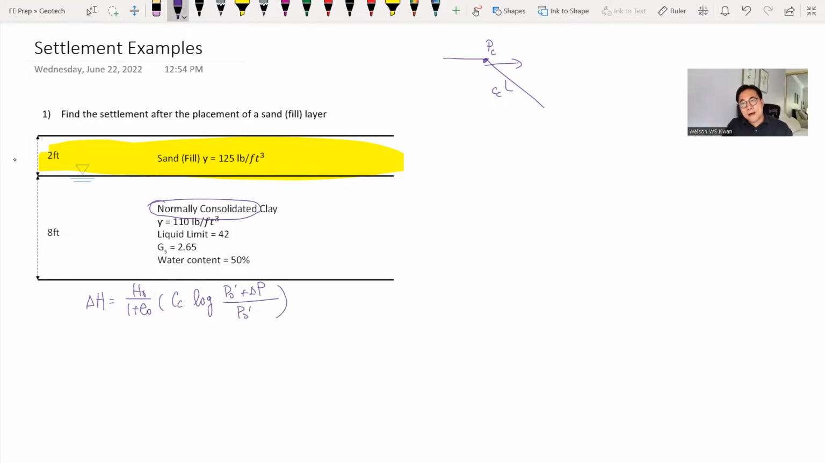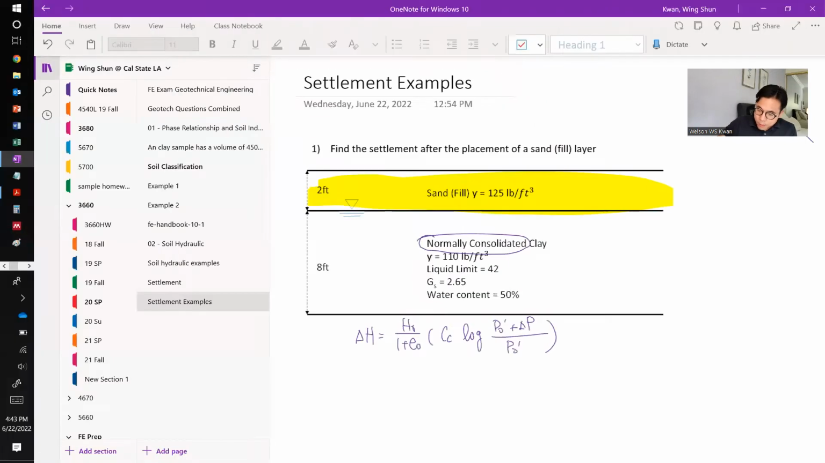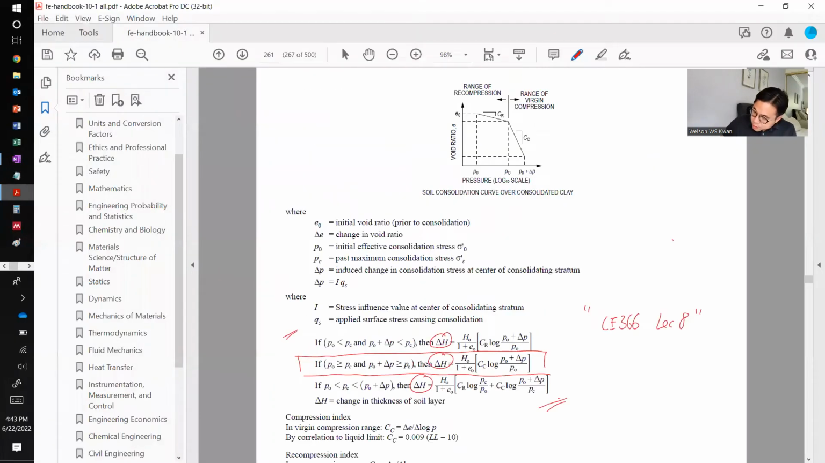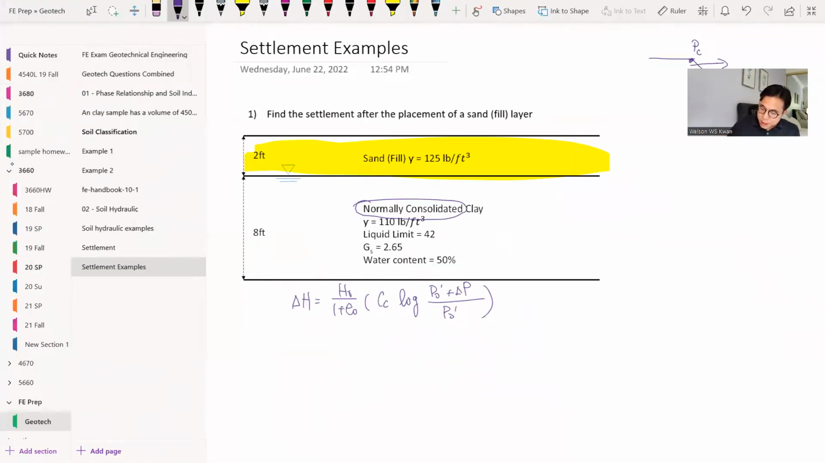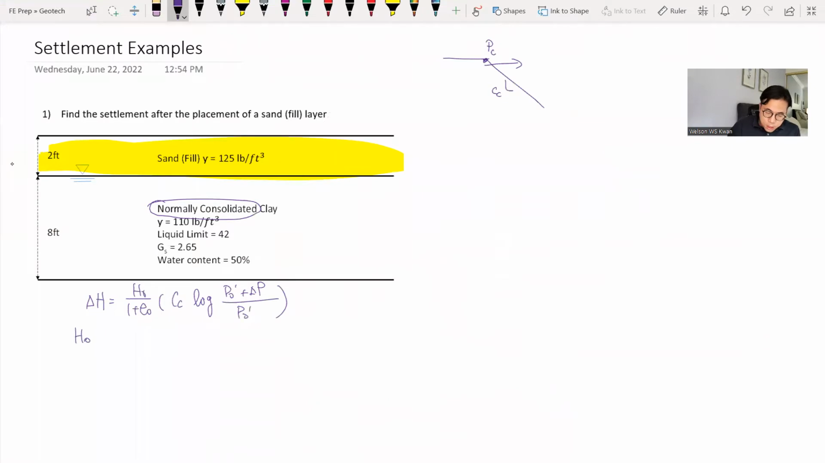And now you've got the equation. You need to figure out each term of it. This equation is directly from the FE manual. One more time, it's exactly this equation right here. Okay, so first term, H naught. H naught equals the thickness of your clay layer, which this time is 8 feet.